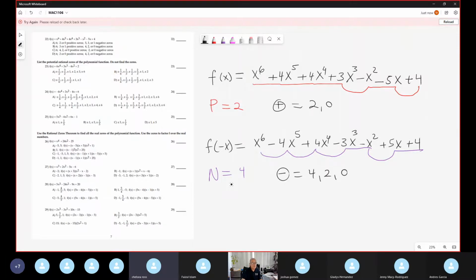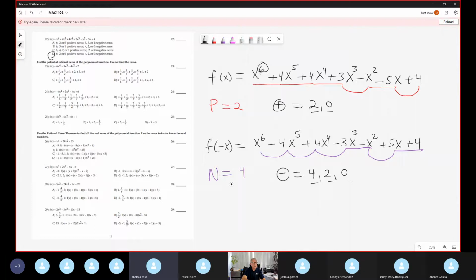Degree 6, I select the option D. Let me see if I am doing well or not. Yeah, option D. Degree 6, 2 or 0 positive zeros, and 4, 2, and 0 negative zeros. Done. Any question? Do you understand very well this or no? I understand. Yeah, it's a rule, just a rule, entonces you need to memorize and apply in the specific question.